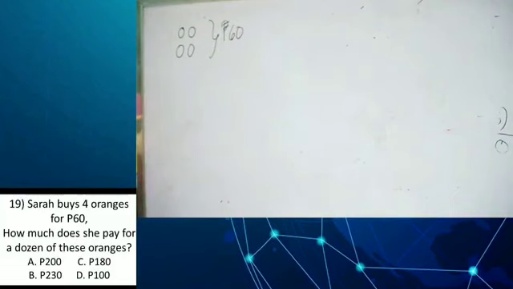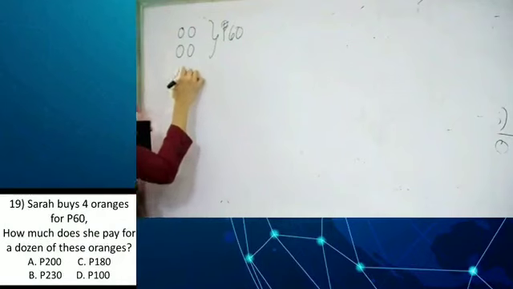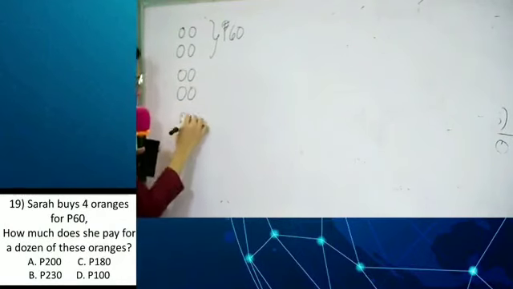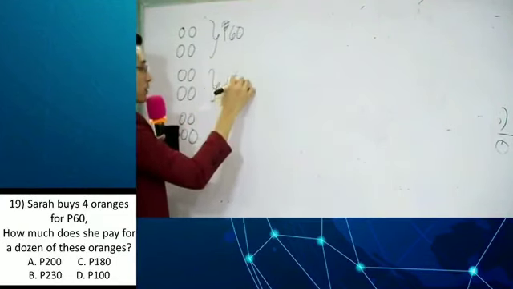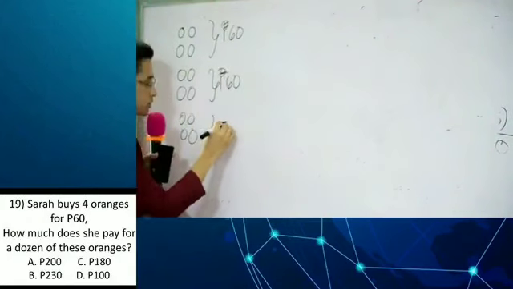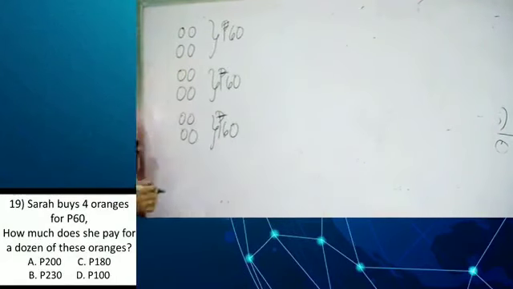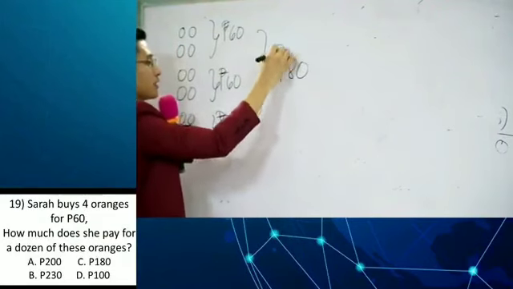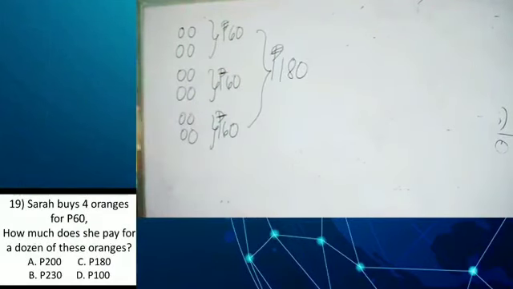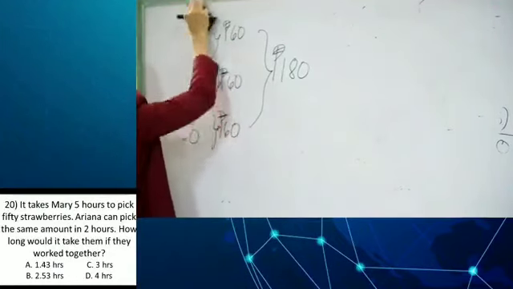So, ilan ba in a dozen? 12. So, let's draw 12 oranges. Okay? So, meron tayong 12 oranges. And in every 4 oranges, that is 60 pesos. Okay. So, just get the sum. So, 60 plus 60 is 120 plus 60, 180 pesos in a dozen. Okay, that's it. Next. This is a work problem.